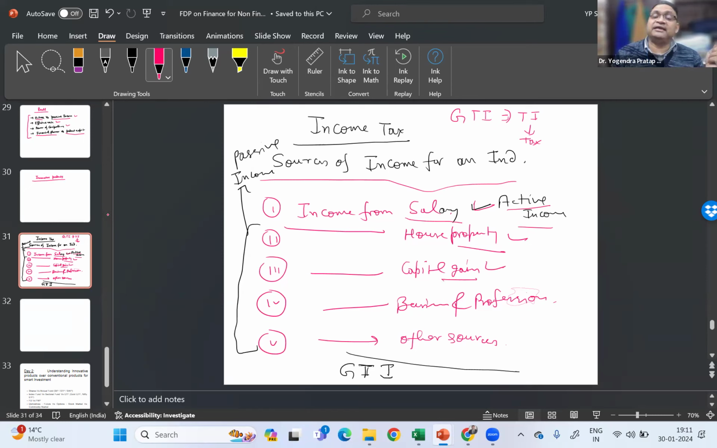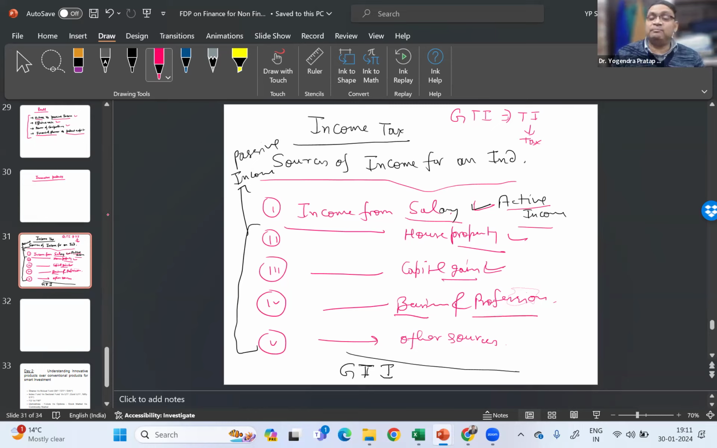you have capital gain. Capital gain could come from a financial asset or a physical asset, such as shares, debentures, whatsoever. By selling those financial assets, you can have a capital gain. By selling physical or tangible assets, you can also have capital gain. If you are not doing it, it is your problem.